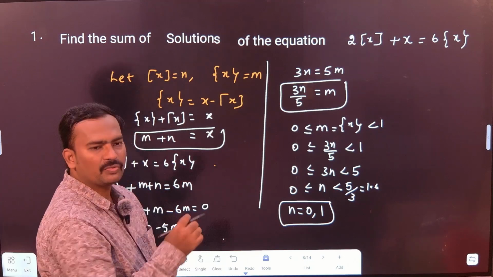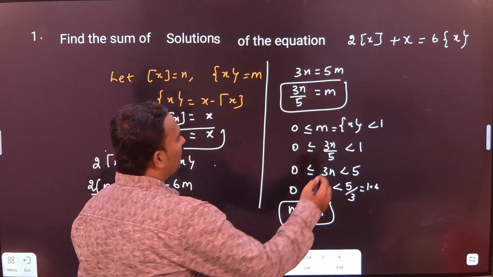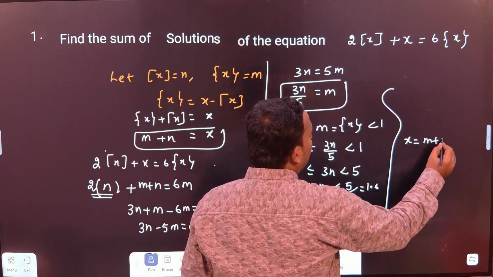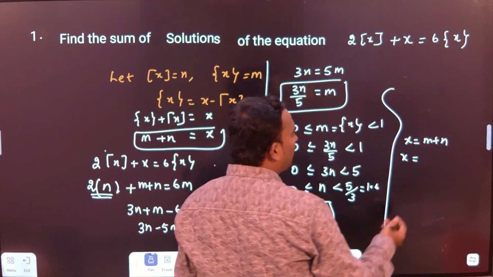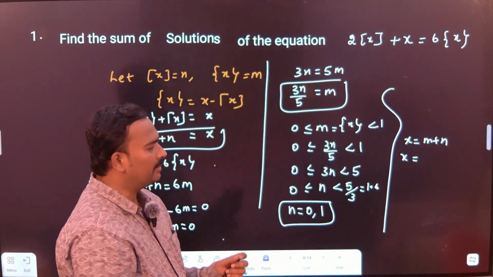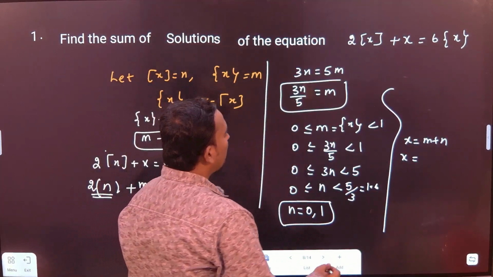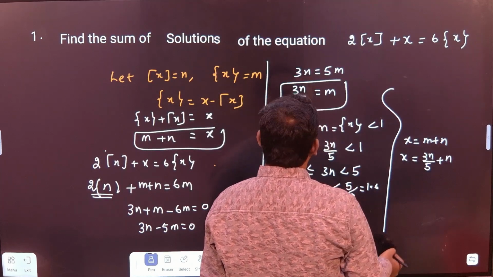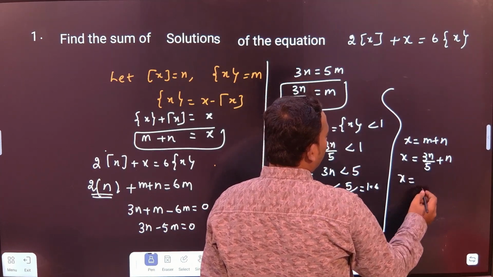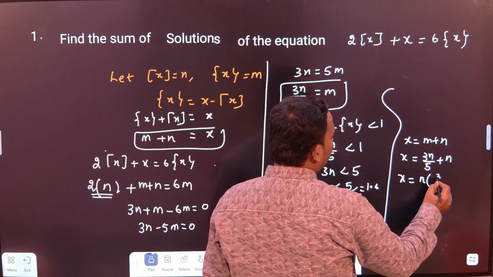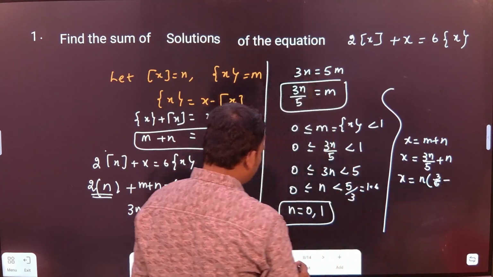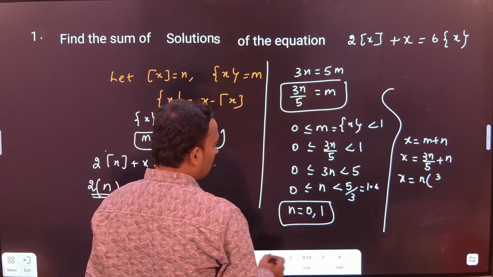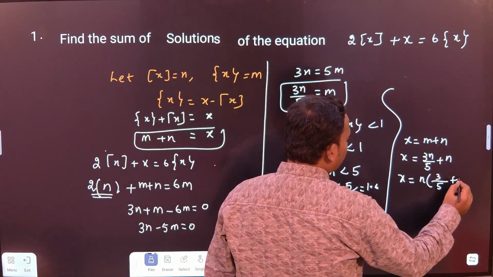Okay, now we need to find the x value. Very simple. What can you do? x is equal to m plus n, you know, right? First you have to write everything in terms of n. What is m here? 3n by 5, right? 3n by 5 plus n, correct? So x is equal to, you can take n out, 3 by 5 plus 1, right?